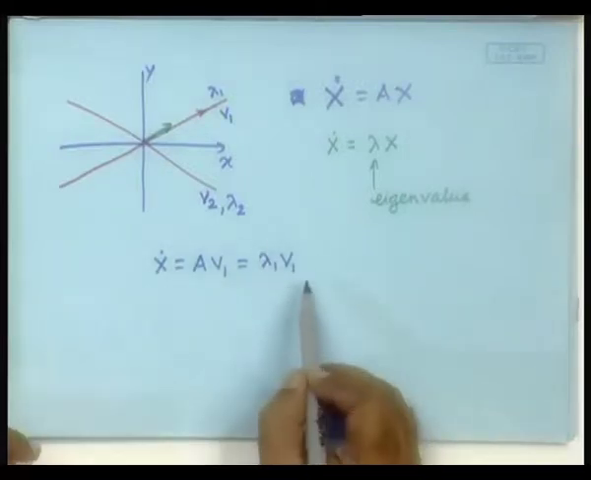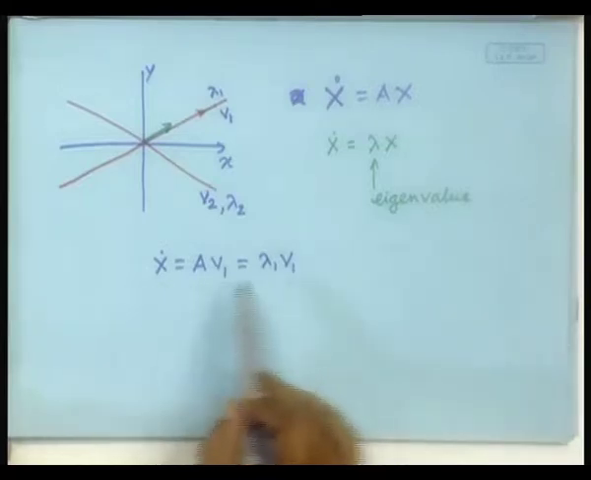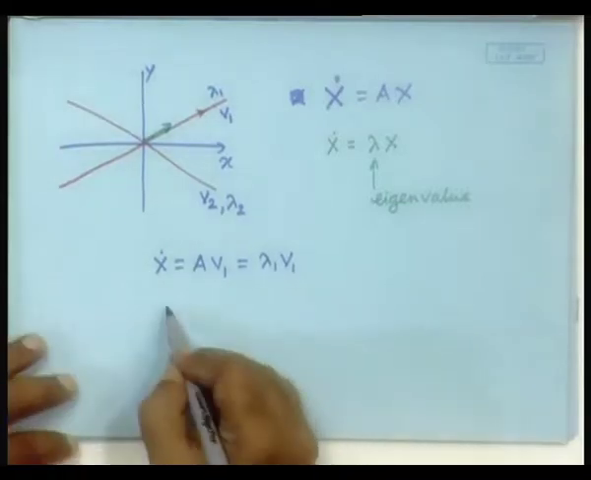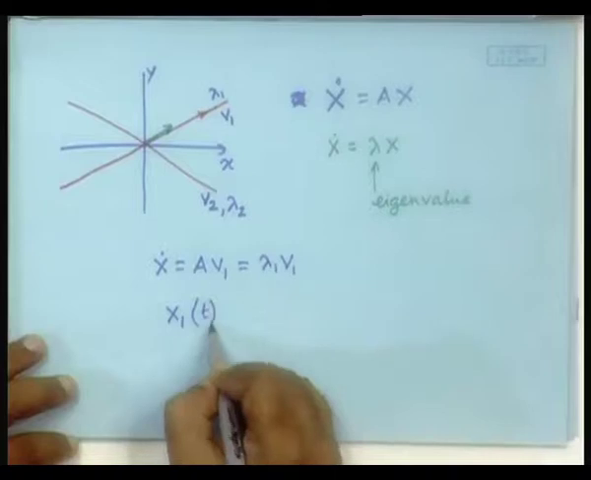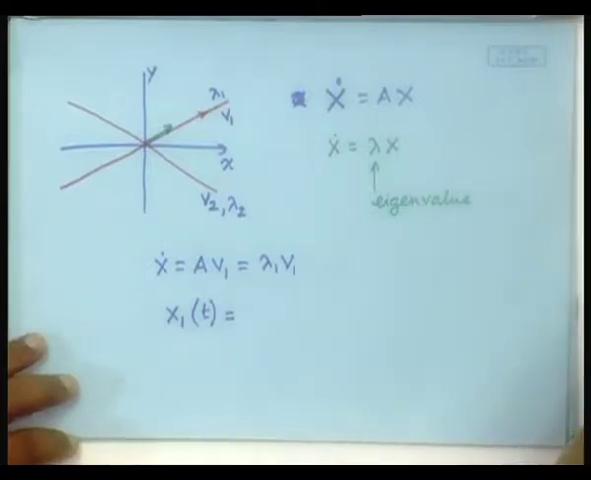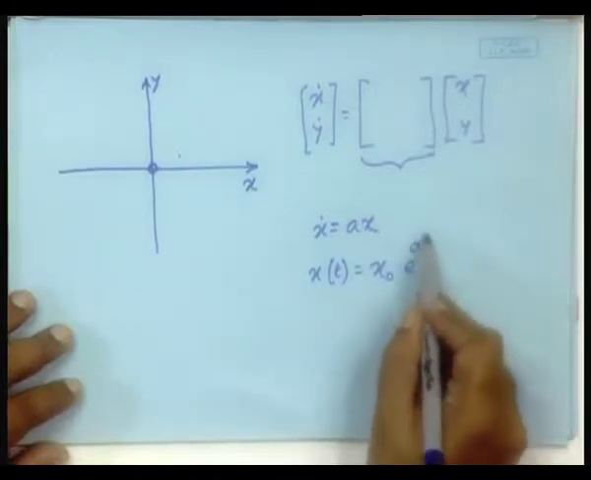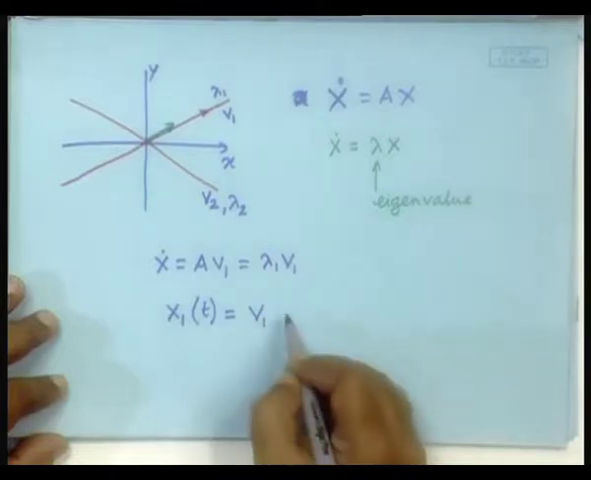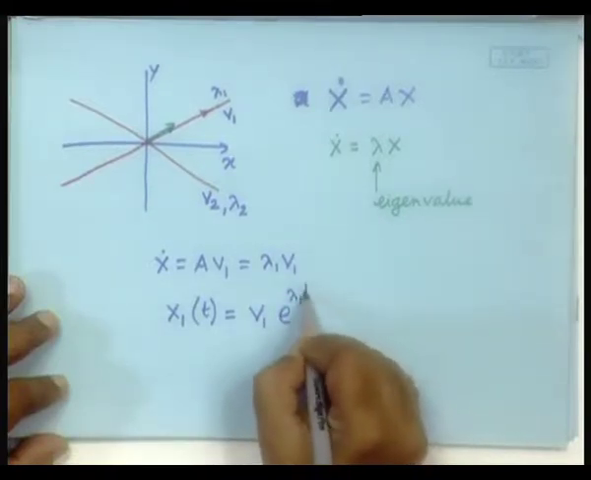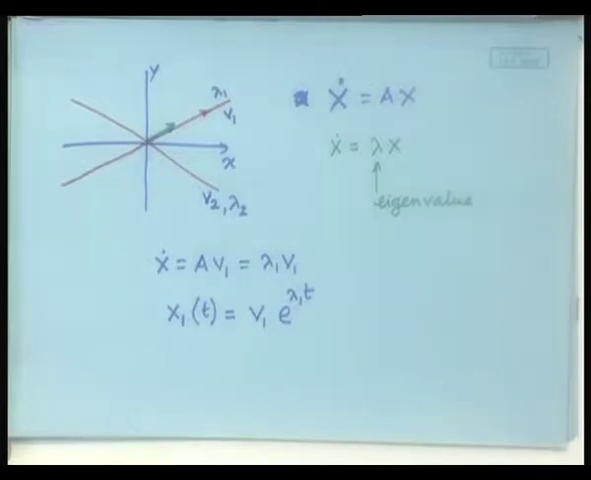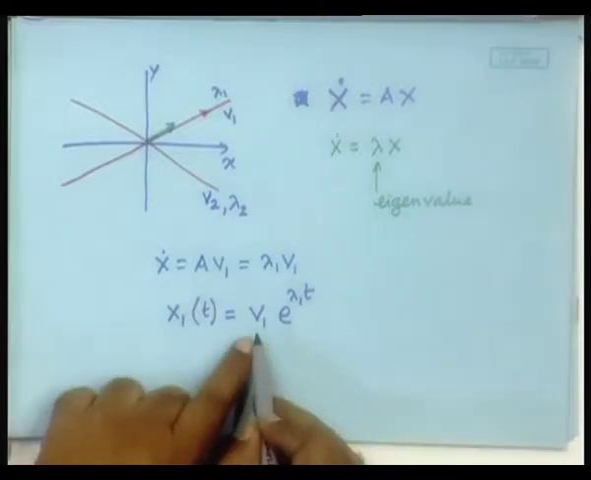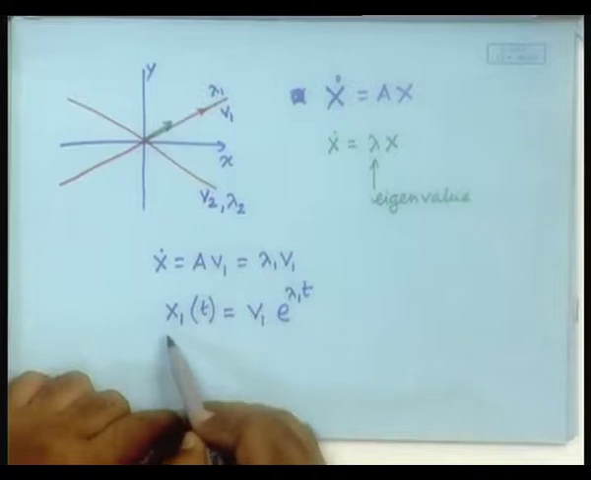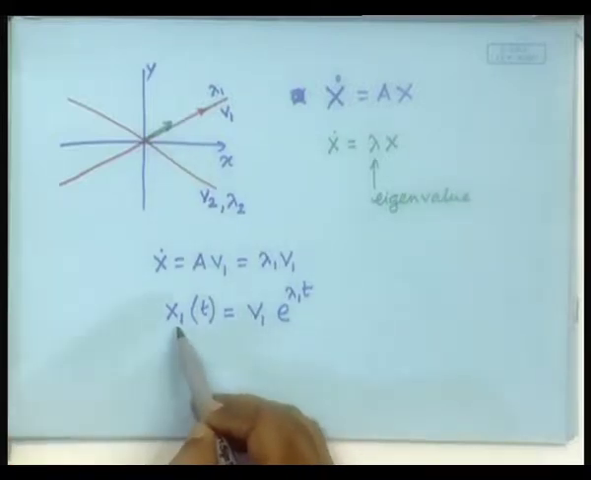So what is the solution of this? x dot is equal to lambda 1, which is a number, times V1. The solution is x1 of t equal to V1 times e to the power lambda 1 t. For an initial condition placed along this direction, the solution will follow this; that is one of the solutions.